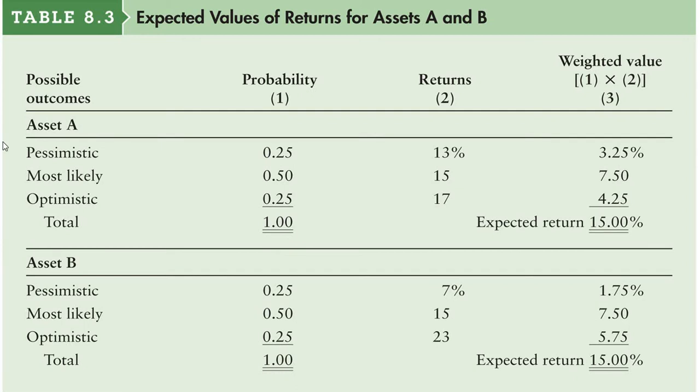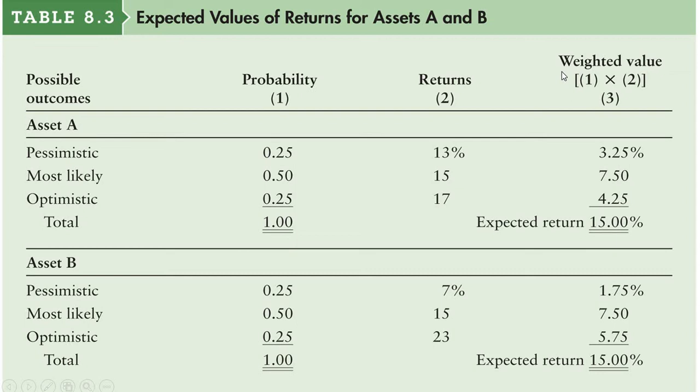Let's assume that the probability of pessimistic is 0.25 or 25%, most likely is 0.50, and optimistic is 25%. Under these three conditions, pessimistic, most likely, and optimistic, asset A will provide you respectively 13%, 15%, and 17% rate of return.